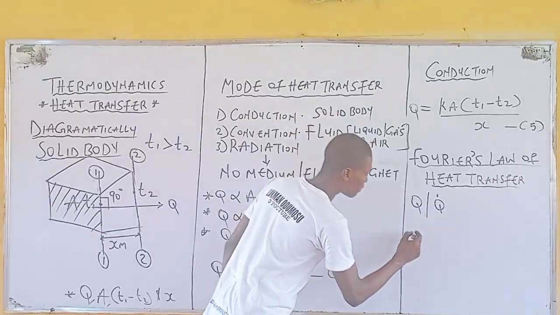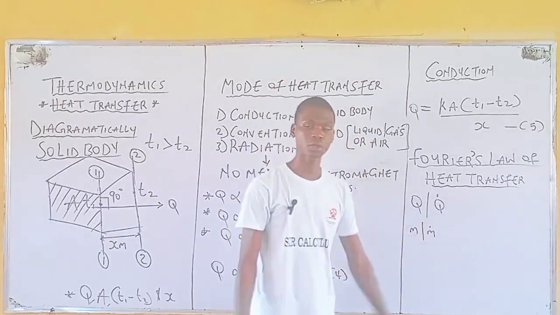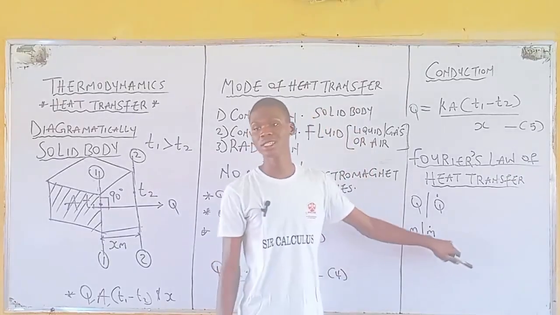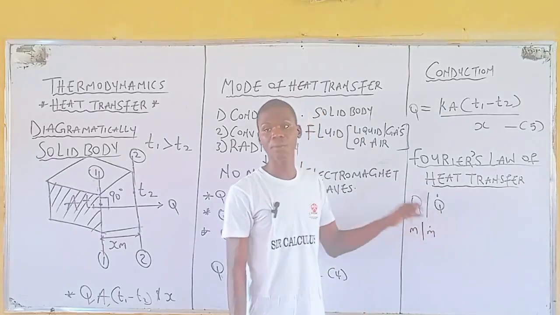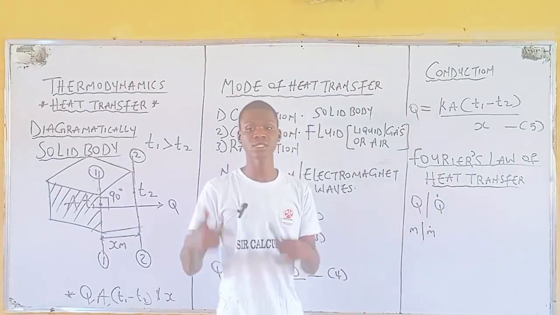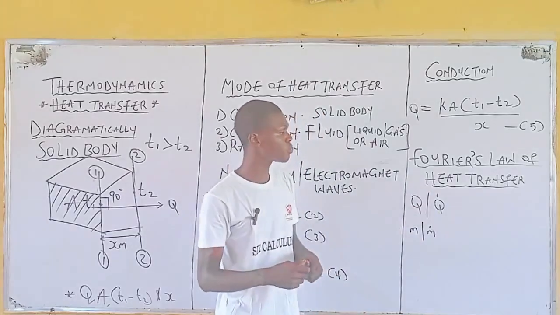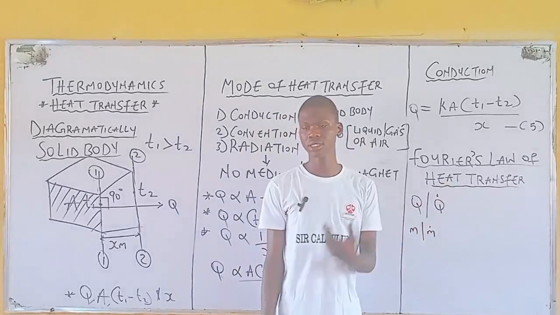When you have m and m dot, what's the difference? This is mass, while this is mass flow rate. When you see a dot on a particular parameter, it means with respect to time, the rate at which it is flowing. So in some textbooks, you see it as Q or Q dot. It's still the same thing.